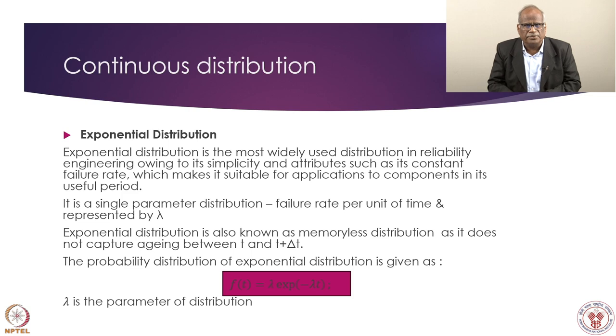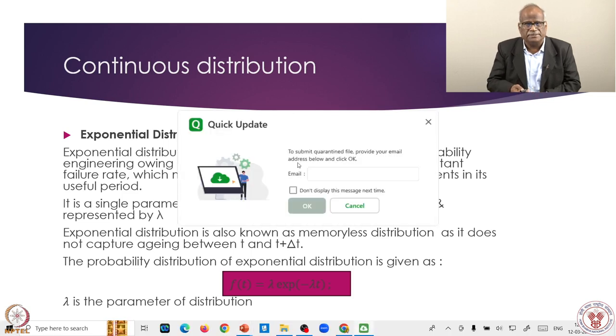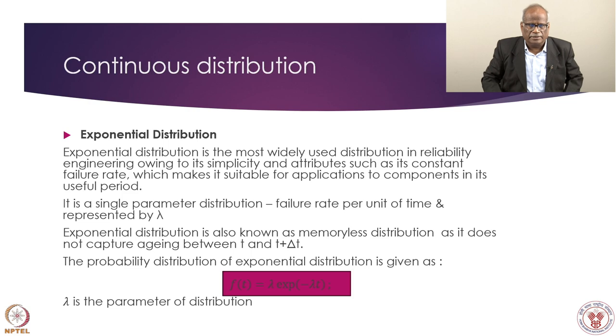Now, the expression of the probability density function. The PDF f(t) for the exponential distribution is given by f(t) = lambda times exponential of minus lambda t. Lambda is the failure rate, the parameter of the distribution, and t is the mission time for the distribution.